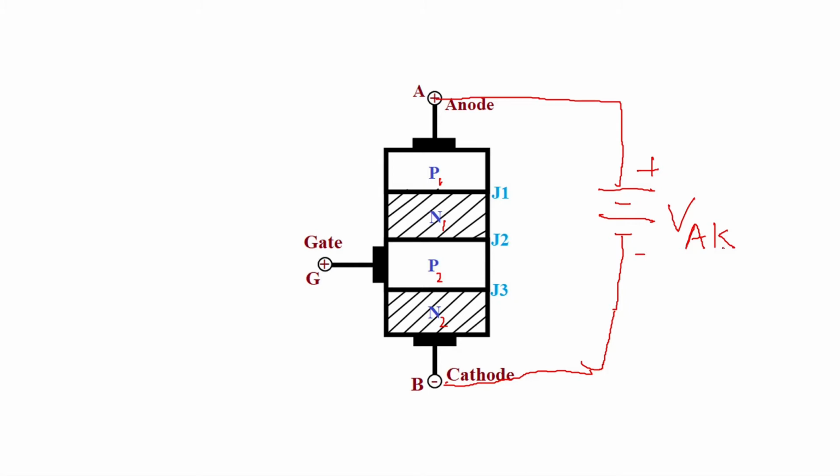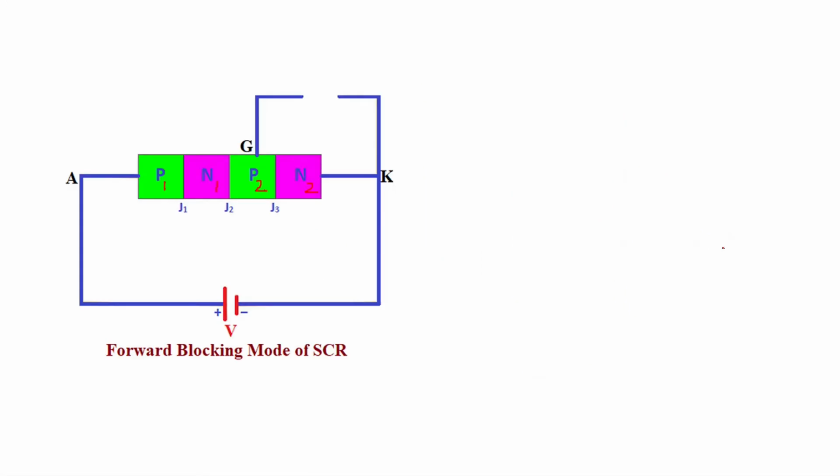Then what happens in forward bias? If you show this type of circuit, you can see you have connected positive to the anode and negative to the cathode, and the gate is shown open. So here you can see open gate. Only this is given as positive and this as negative through this battery. So it is forward bias.